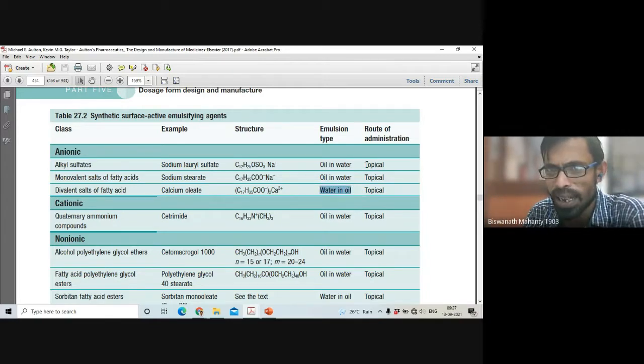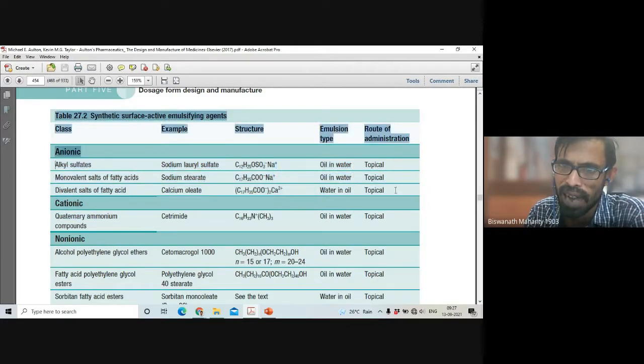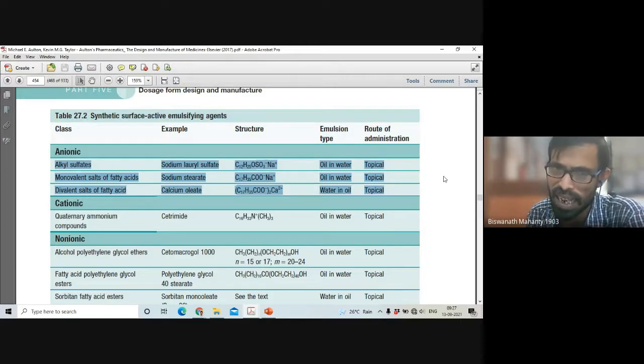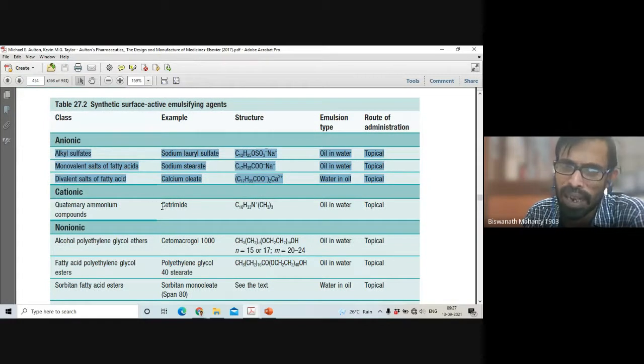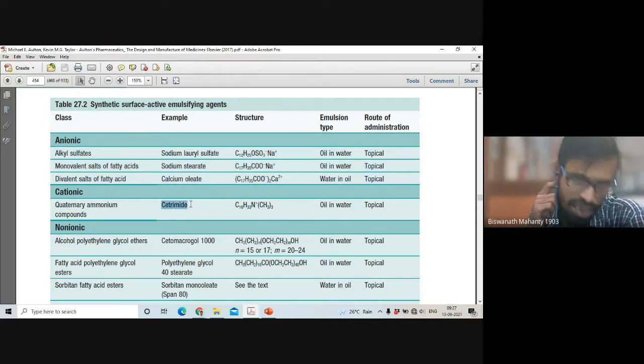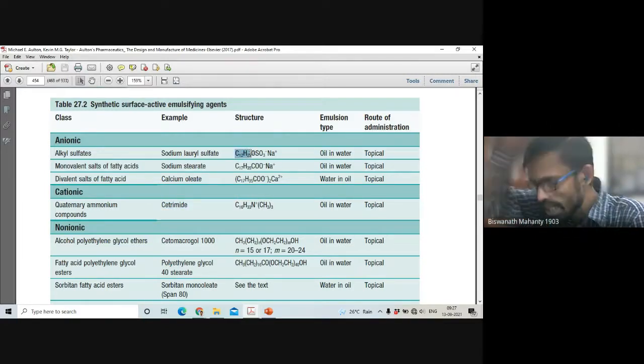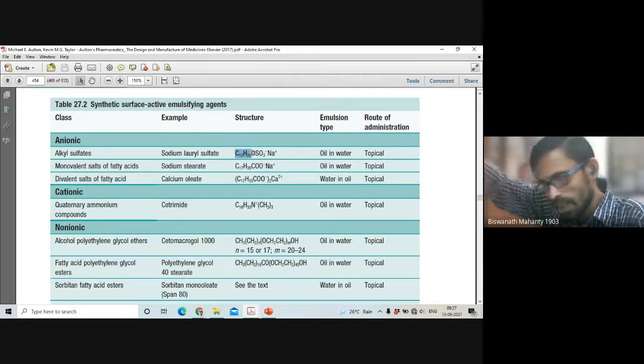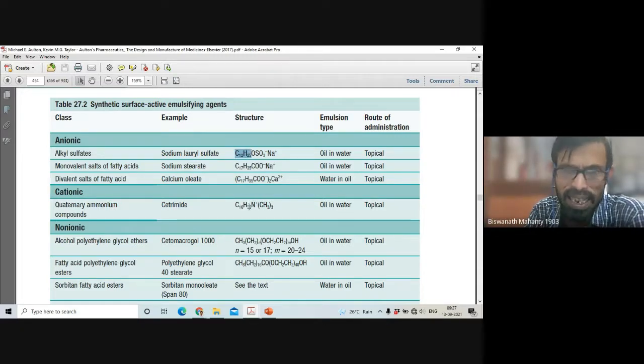These are most widely used in topical application. Why? Because, as I told you, anionic surfactants or cationic surfactants are actually toxic. A cationic surfactant can be a quaternary ammonium compound like cetrimide. Cetrimide is used, that is a topical emulsion, and it produces oil in water. You see what is there? A long chain fatty acid. You see C12H25, that means a long hydrophobic chain. Here C16H33. You understand? It is an alkyl chain. And then at the end, I am having some functional group.